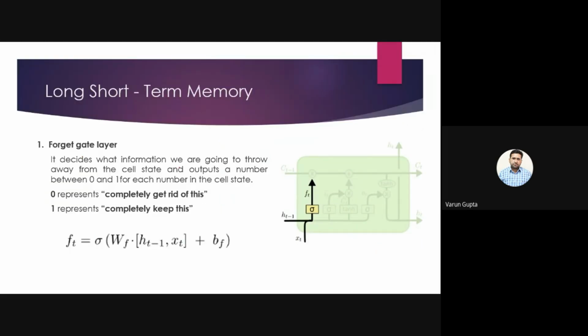So the first gate is the forget gate. What it is doing is deciding what information we are going to throw away from this cell state and what information we are going to keep. Basically, we will have a small network here that will give us some output between 0 and 1. This output will be multiplied by the previous cell state. Now if the output is 1, it means we are going to keep this cell state as it is.